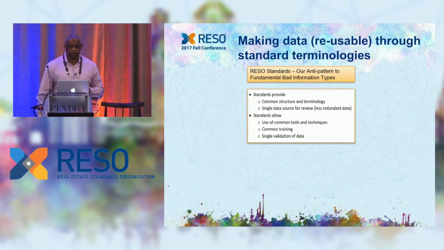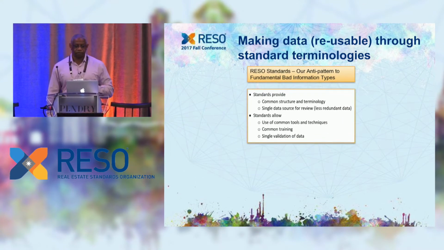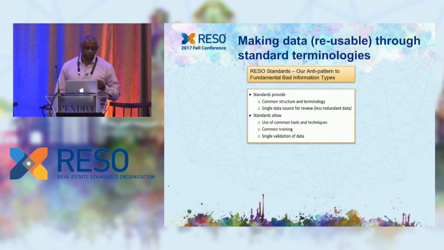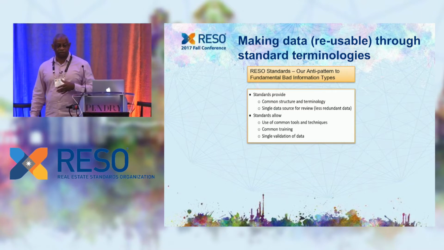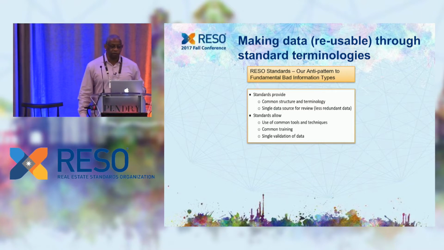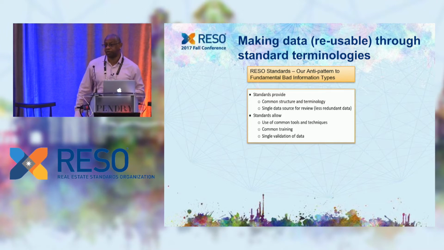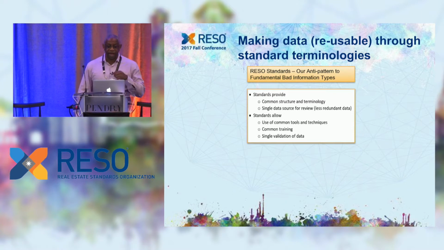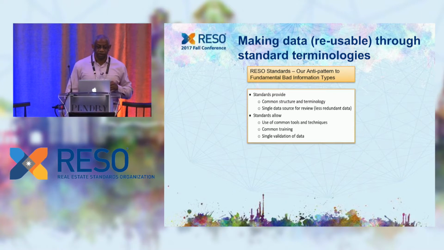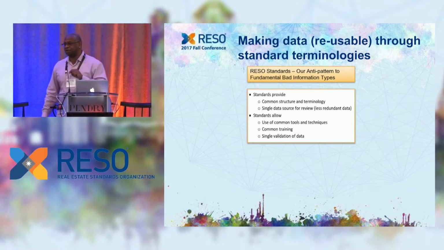So one of the other value propositions with the RESO standard is reuse. So reuse is huge. How do we get that? Again, in terms of a vendor, we're implementing, trying to be a national supplier, and not only as a supplier in our own regional area, but we want to be a national presence as well. So the RESO standard is great because it acts as our anti-pattern to fundamentally bad data information types.